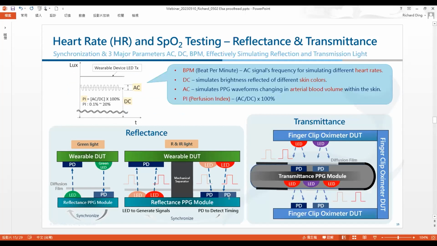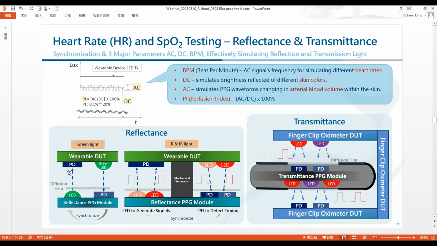So how to do the test here? You can see there are 3 kinds of different test block diagrams here. So this is a wearable DUT, right? Wearable DUT, and for transmittance, this is the wearable DUT. Okay, it is a clip to the finger.